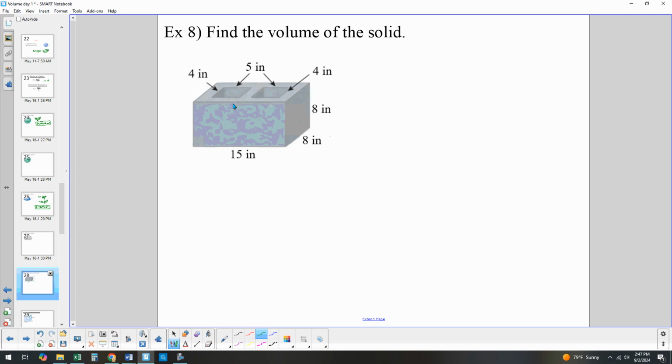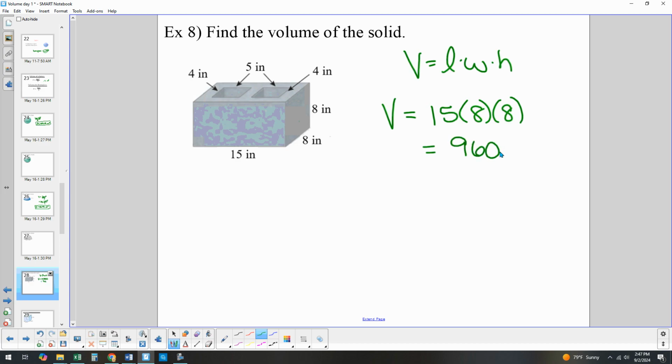So I did mention earlier that the formula for volume of a rectangular prism can be simplified to just length times width times height. So for this rectangular prism, the big one, we would do 15 times 8 times 8. So that's 960 cubic inches for the big shape.